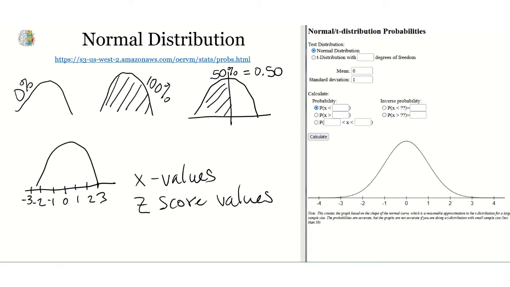For the examples that we're going to show, we're going to be using x values, but if your problem gives you a z-score value and wants to solve for a probability, or if it gives you a probability and wants to solve for a z-score, you can use this exactly the same. It's just where you see the x, you're going to replace that with your z-score value. The numbers along the x-axis are either going to be x values or z-scores, whichever you're solving for, but the way that it's calculated is exactly the same.